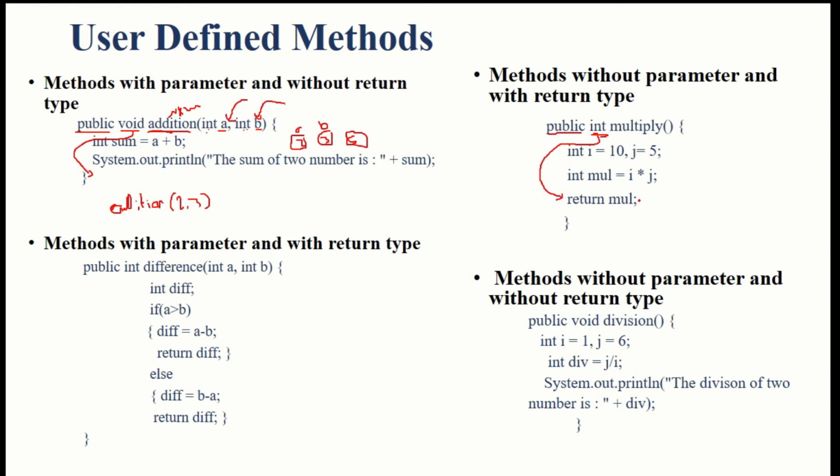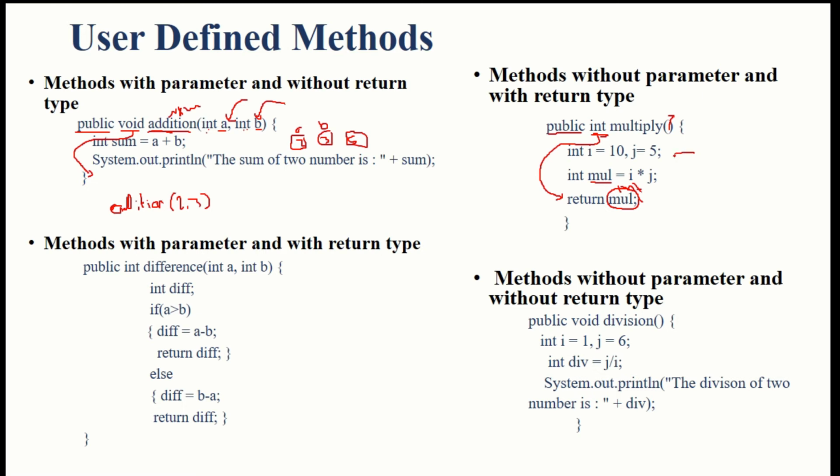okay? And the return statement will return a value, a variable, and this variable has to be the same type. It has to be what? Integer, because it will return only an integer. If you look here, mul is actually an integer. You can see this function does not take any parameter at all, okay?